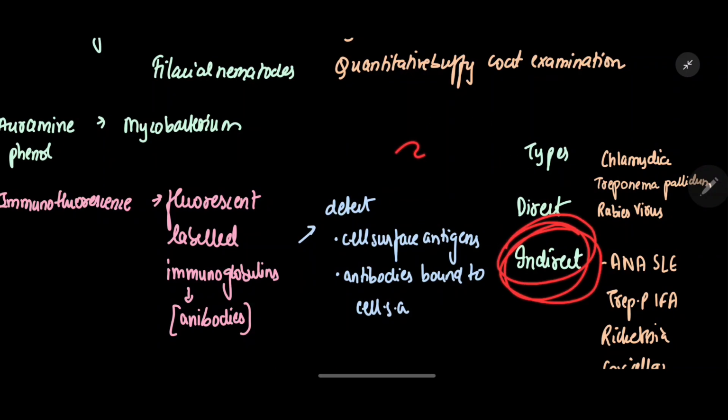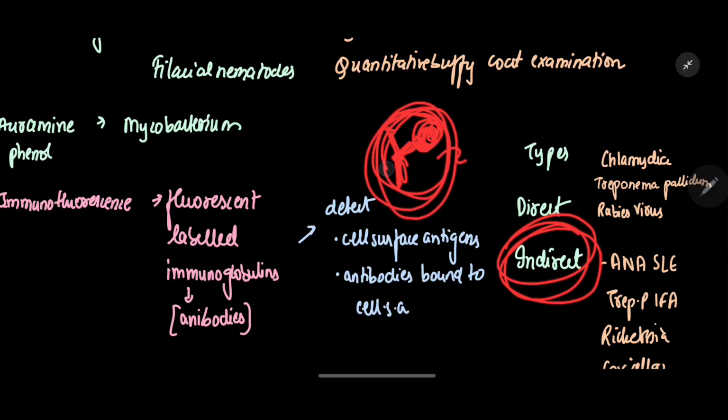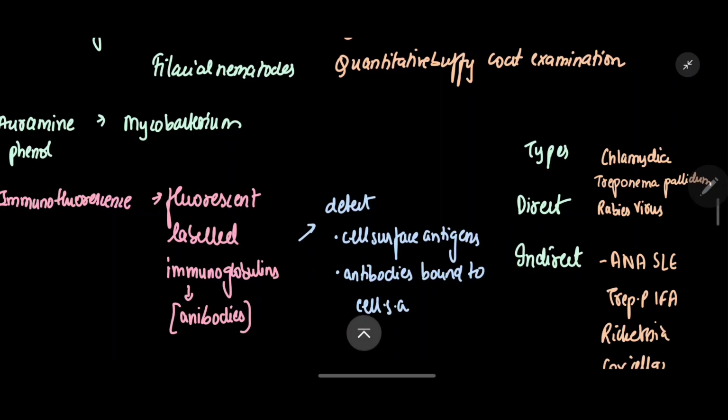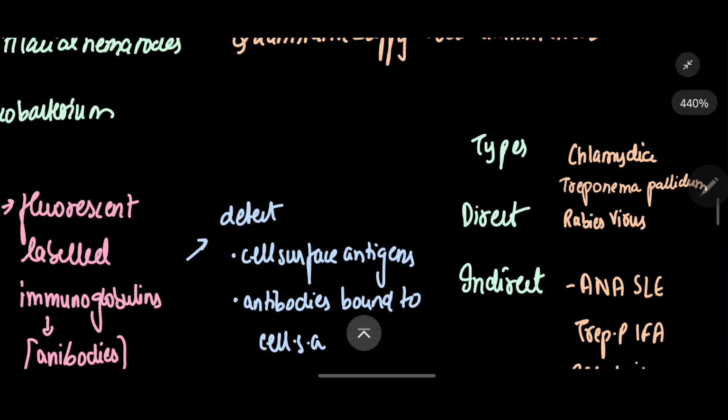But in indirect, we are gonna use an antibody that is not fluorescent dyed already, and it's going to react with the antigen beforehand. Now this antigen antibody complex we are gonna put onto an antibody that is labeled, so indirectly you are staining this. So these are the types of immunofluorescence, direct and indirect. It will be used to observe different bacteria like Treponema pallidum, chlamydia.